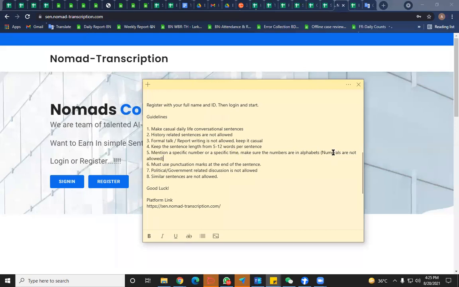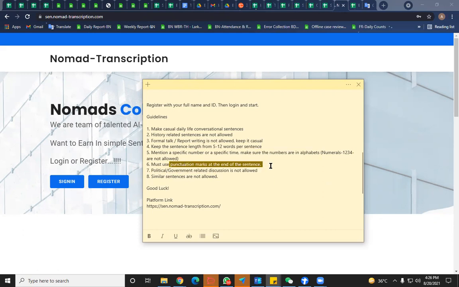Now coming to this point, if you are giving a specific number or a specific time, it must be in alphabets. You should not use numerals. What are numerals? Numerals are 1, 2, 3, 4, 5, 6. These things are not allowed. You have to write it in alphabets. Okay, I'll write it here, 1, 2, 3, 4. So numerals, which means digital number, is not allowed in the sentence. In the sentence, you have to give out alphabets. The number should be in alphabets.